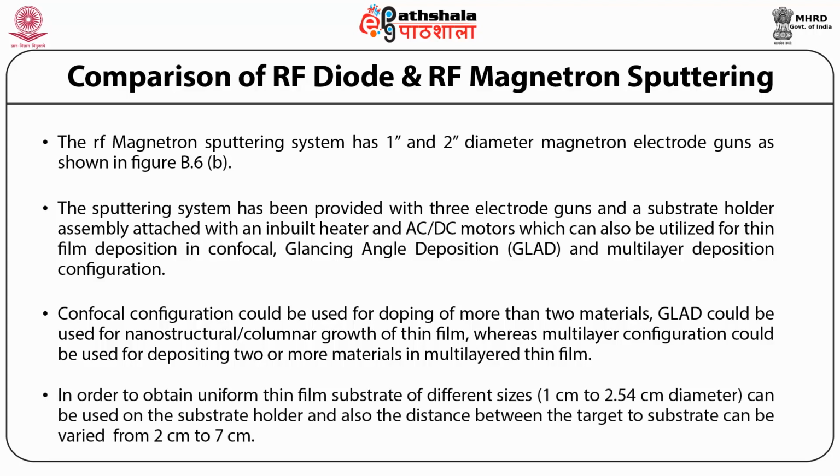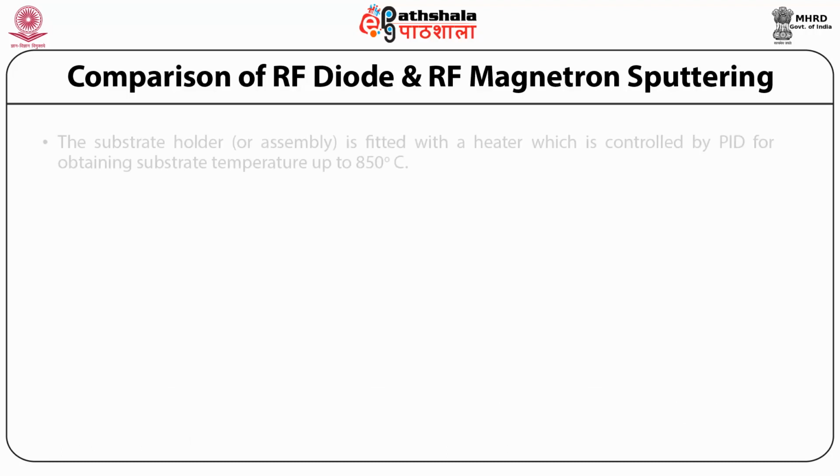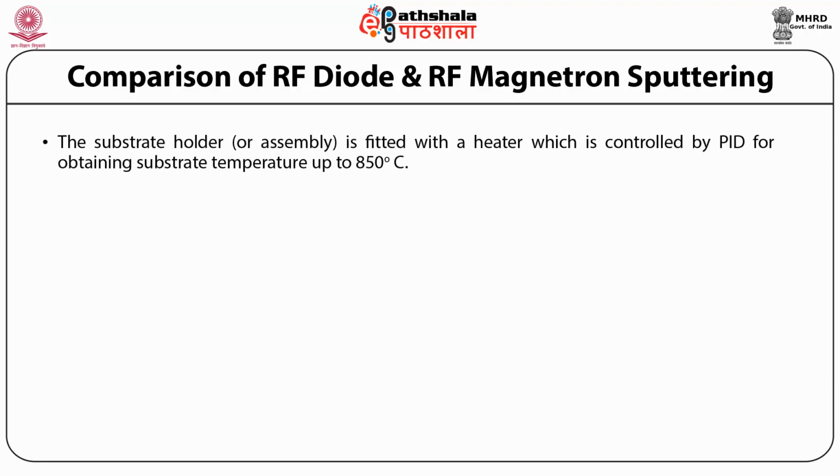In order to obtain uniform thin film, substrates of different sizes, 1 cm to 2.54 cm diameter, can be used on the substrate holder, and the distance between the target and substrate can be varied from 2 cm to 7 cm. The substrate holder assembly is fitted with a heater which is controlled by PID for obtaining substrate temperature up to 850 degrees Celsius.